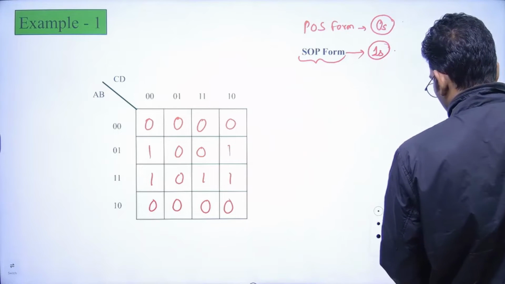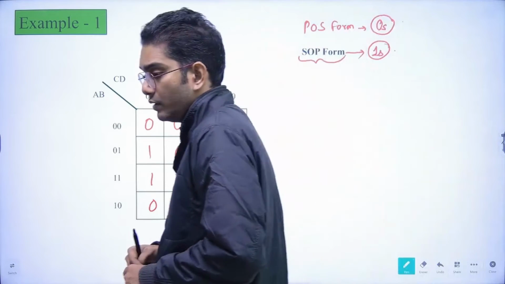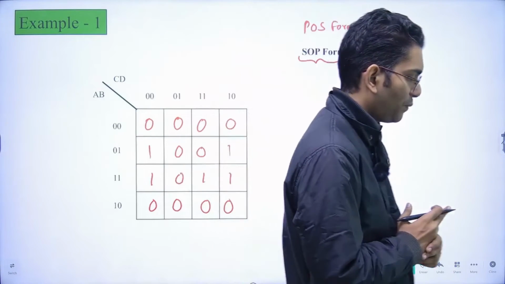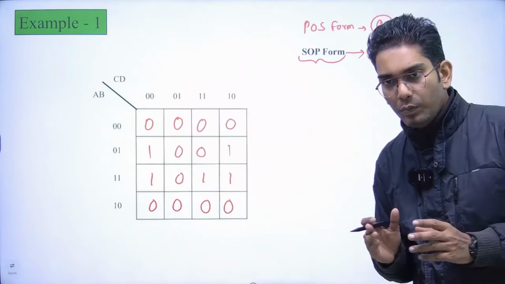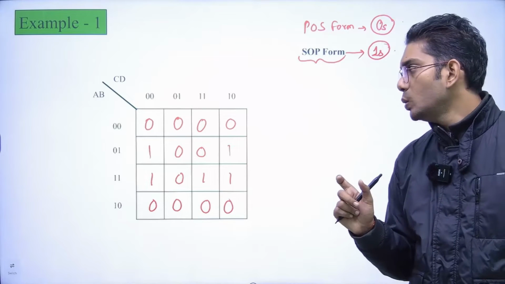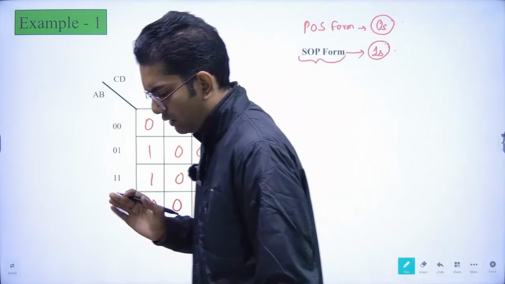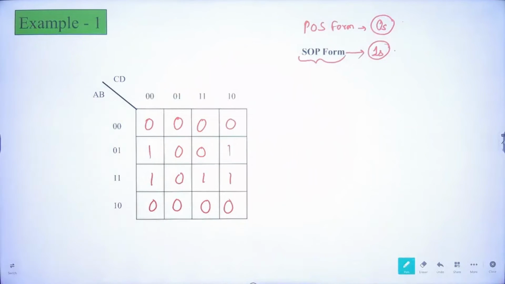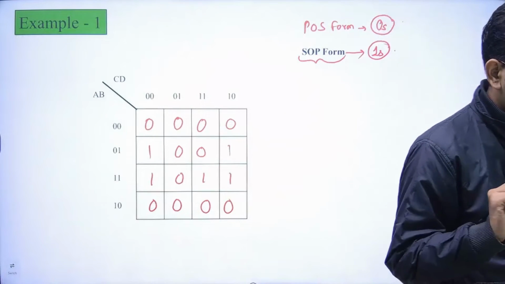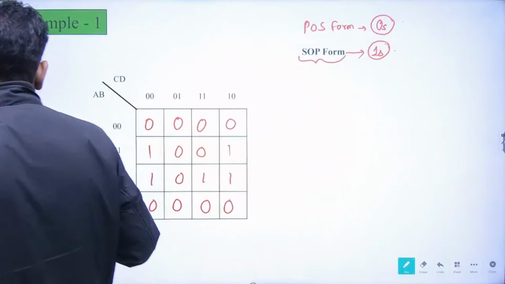We would basically form the pairs. So how to do the pairing in the K-map? First we will try to make a pair, taking two ones at a time. Then we will try to make a quad, which means taking four nearby ones at a time. After that we will try to make an octet, which means taking all 8 together.